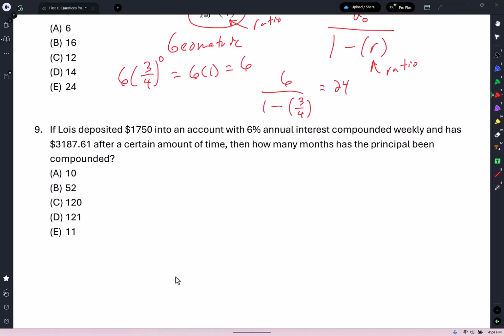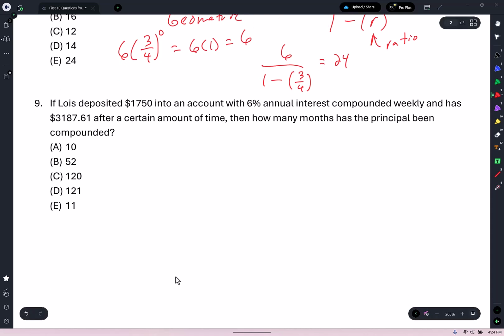Okay, now check this out. This question here, this is what the winter break homework was. Did you guys watch my winter break homework? Those are those type of questions, guys. So let's just do it. If Louis deposited 1750 into an account, by the way, this is a question from District, guys, in an account with 6% annual interest rate compounded weekly and has $3,187.61 after a certain amount of time, then how many months has the principal been compounded?